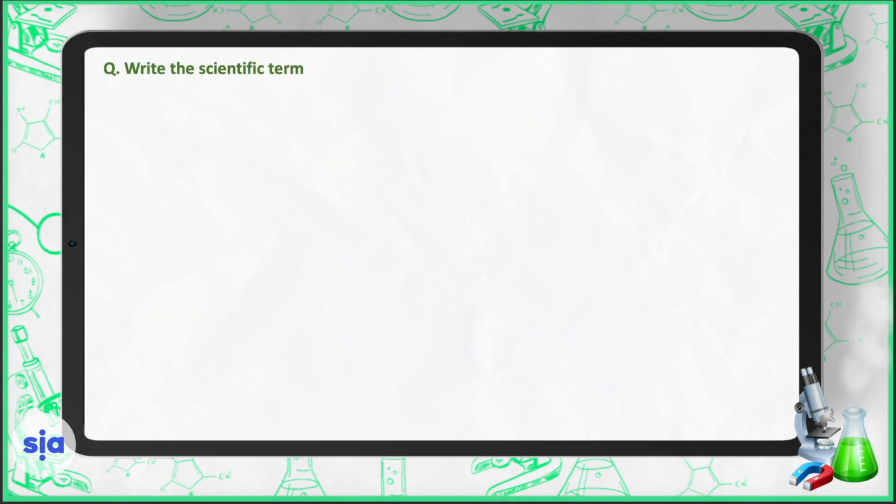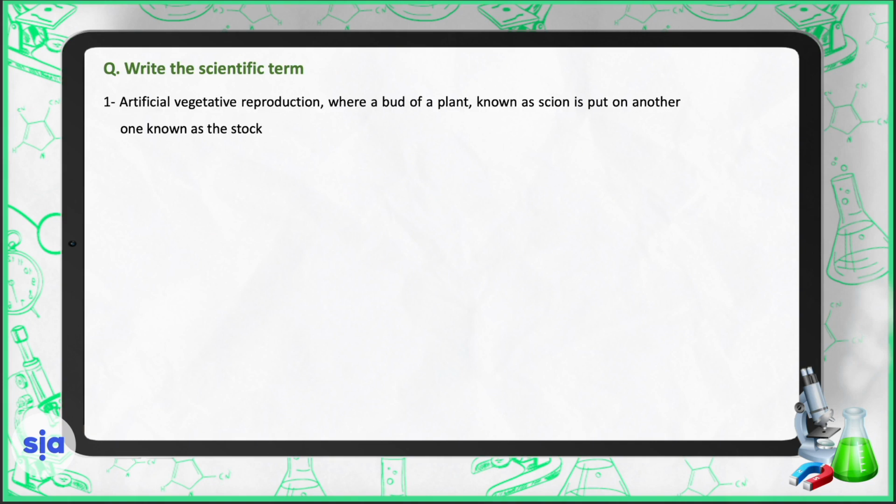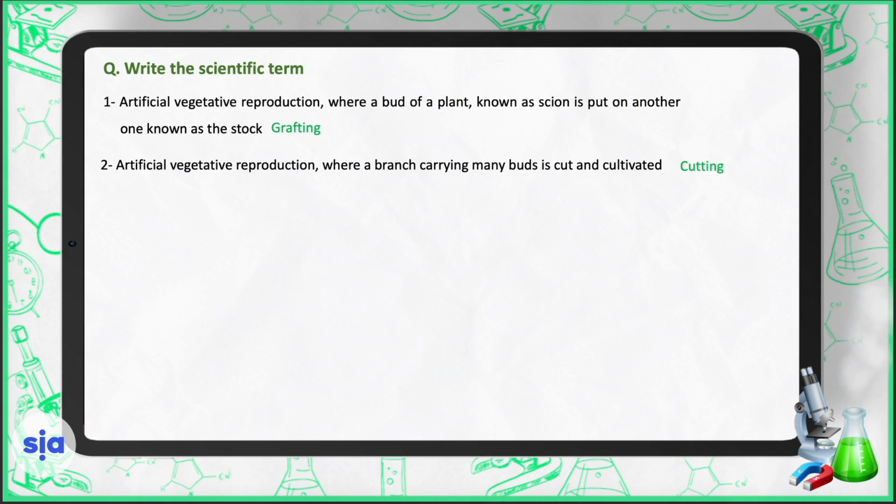Time for questions. Try to guess the scientific term. Artificial vegetative reproduction, where a bud of a plant known as scion is put on another one known as the stalk. This is grafting. Artificial vegetative reproduction, where a branch carrying many buds is cut and cultivated. This is cutting.